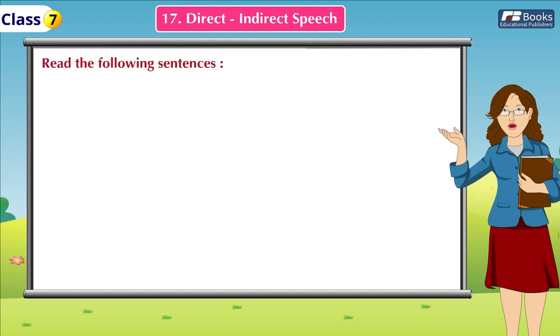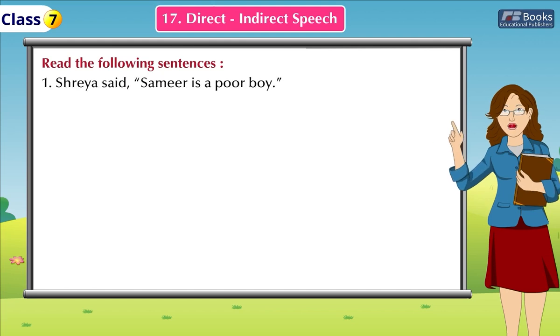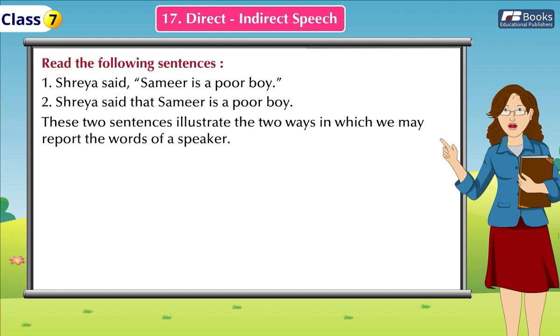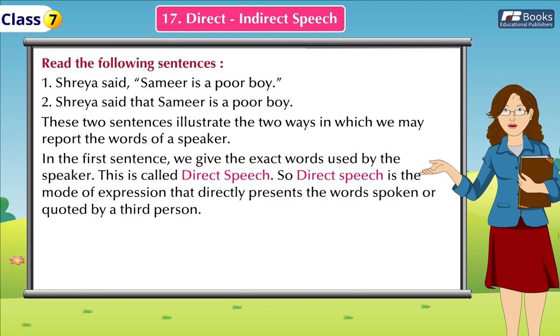Read the following sentences. 1. Shreya said, "Samir is a poor boy." 2. Shreya said that Samir is a poor boy. These two sentences illustrate the two ways in which we may report the words of a speaker. In the first sentence, we give the exact words used by the speaker. This is called direct speech. So, direct speech is the mode of expression that directly presents the words spoken or quoted by a third person.